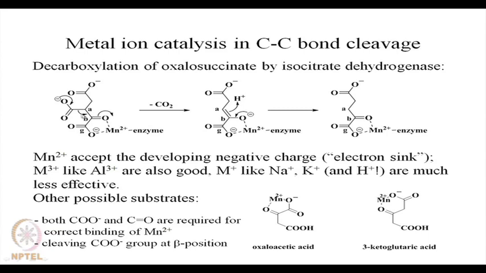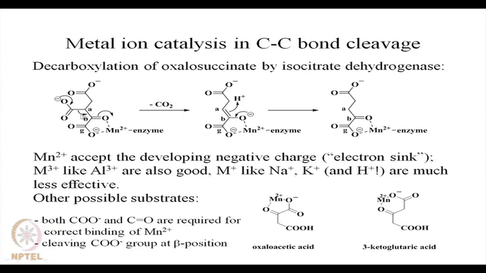So, therefore, there is always an inward pull, so that it helps this decarboxylation. Then this carbon dioxide comes out and it backfires, and then with a proton it makes a bond, so that this double bond becomes a single bond, and finally this goes out. So, Mn2+ accepts the developing negative charge.